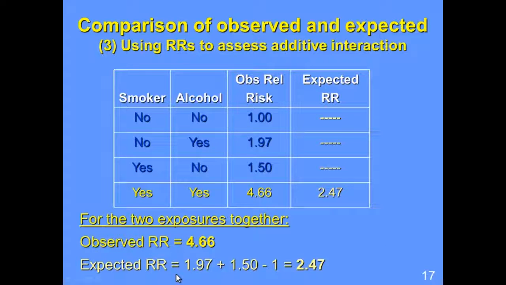So here we have it. We add the 2, 1.97 plus 1.50 minus 1 gives us 2.47. So again, we compare the expected and the observed, and we see that the observed is higher than the expected for the joint effect of smoking and alcohol. So again, we see that we have synergy on the additive scale. On an additive scale, assessed using relative risks. And relative risks, of course, are usually considered to be on a multiplicative scale.